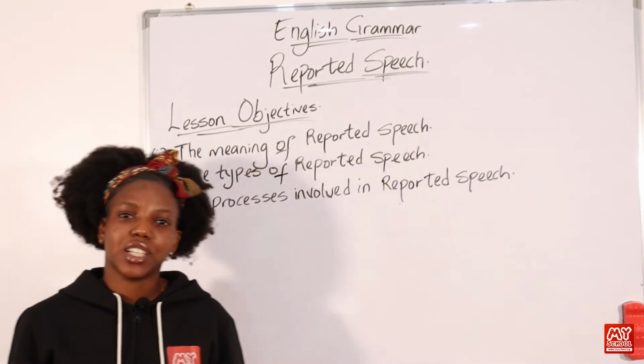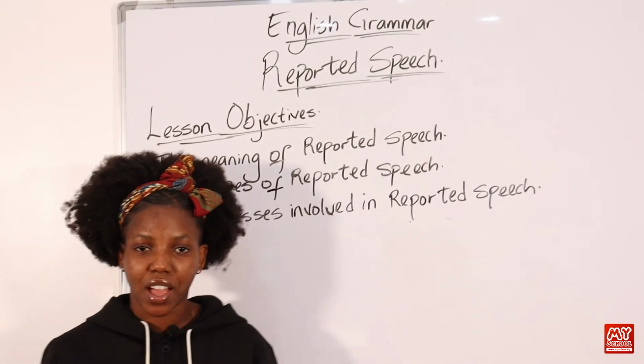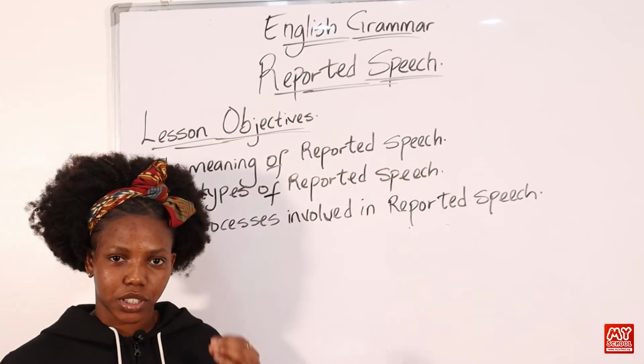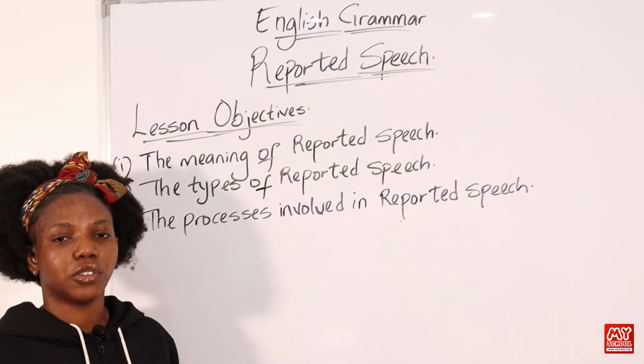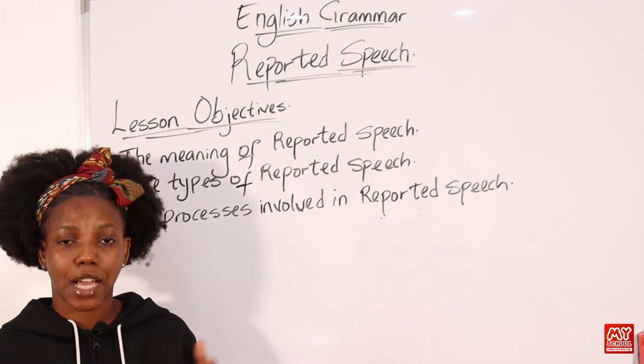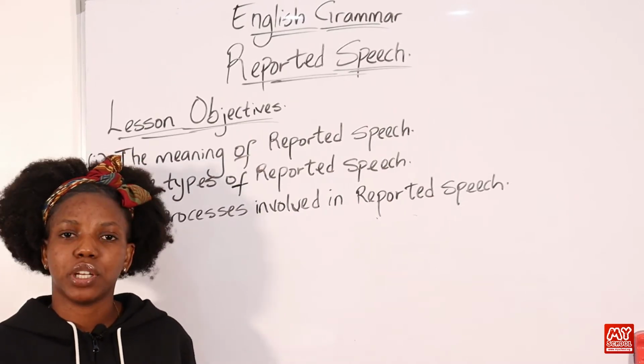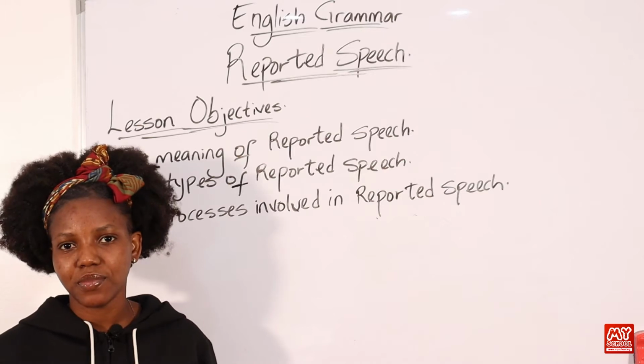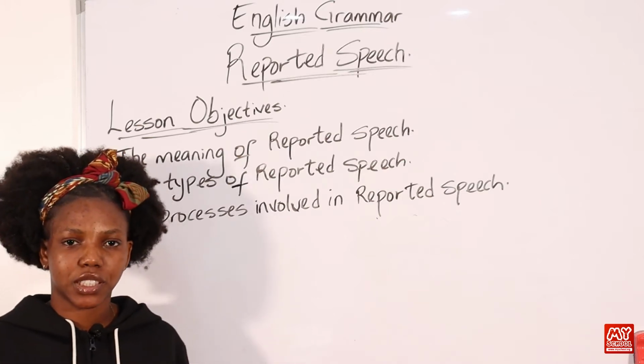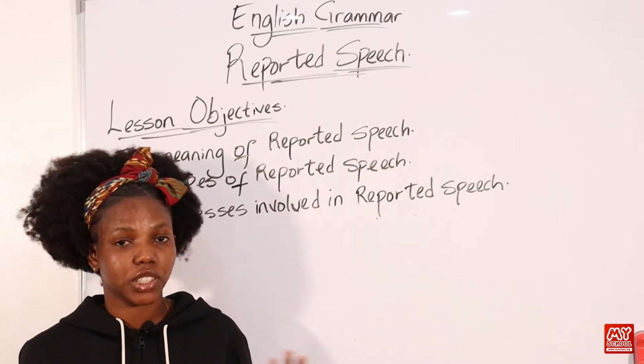So today's topic is reported speech. I've outlined 3 objectives for today's lesson. The first is the meaning of reported speech. The second is the types of reported speech. And lastly, we'll be looking at the processes involved in making a reported speech. Now let's proceed with the first objective, which is the meaning of reported speech itself.